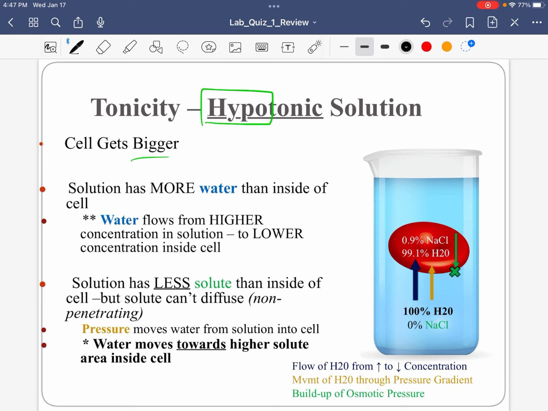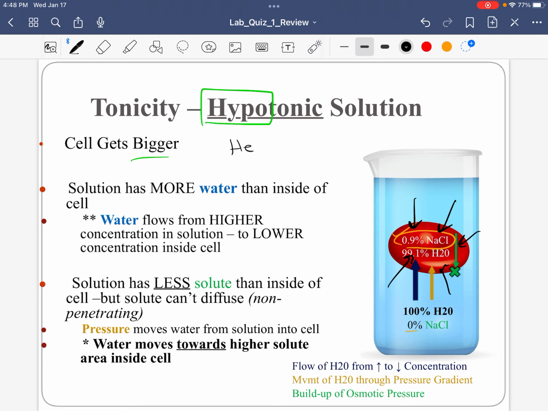Why does the cell get bigger here? Because water is moving towards the area of higher solute. Where is there more solute? Inside the cell. Here, there's no solute, 0. So even though it's not much of a difference, compared to these two places in the beaker and inside the cell, there's more solute inside the cell. Water's going to move towards the area of higher solute. If water comes into the cell, it gets bigger.